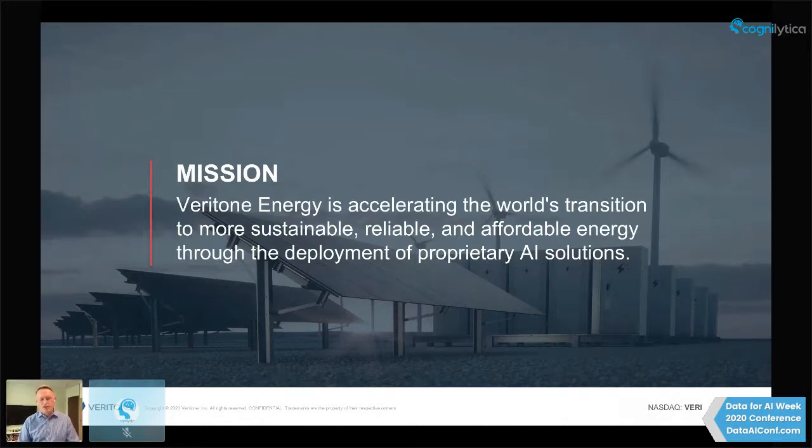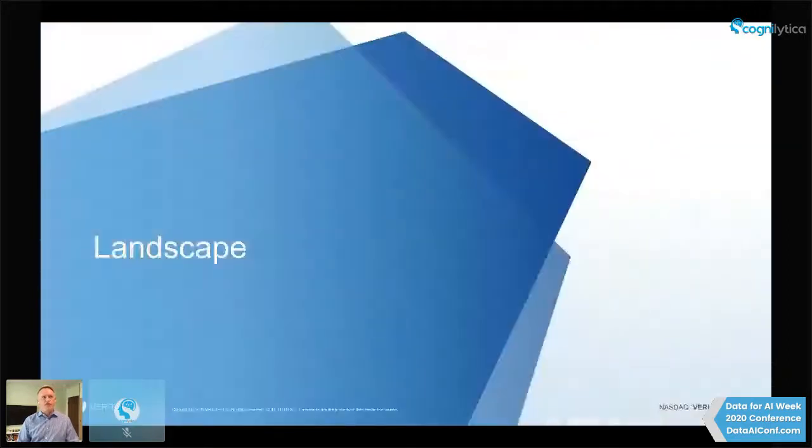So our mission, Veritone's mission, as a leading provider of AI-based energy solutions, is to assist grid operators to reliably and cost-effectively transition to green energy. And I'm going to talk a little bit about the landscape. I like to talk about this as a story, seeing as I'm Irish and we like to tell stories. So this is a bit of a story.